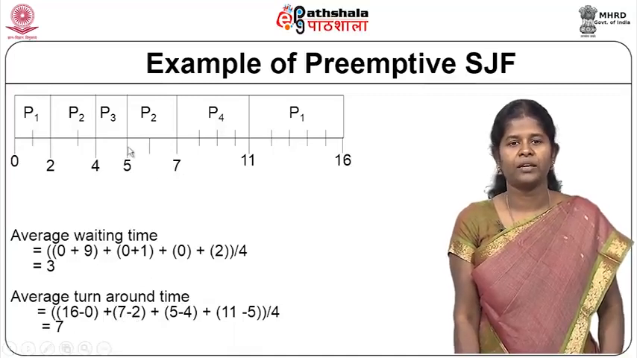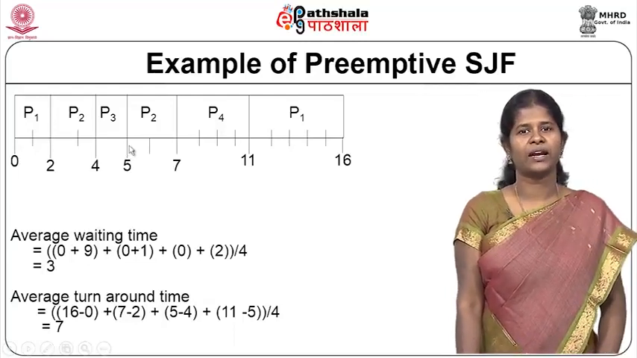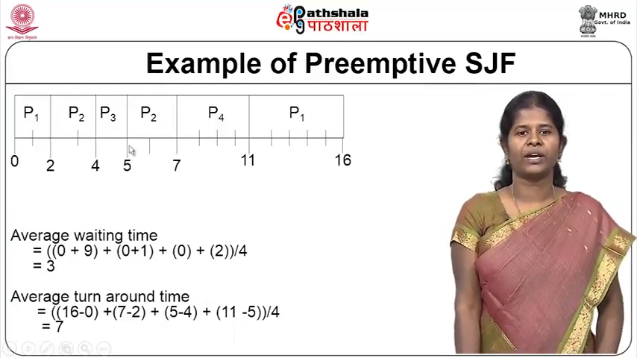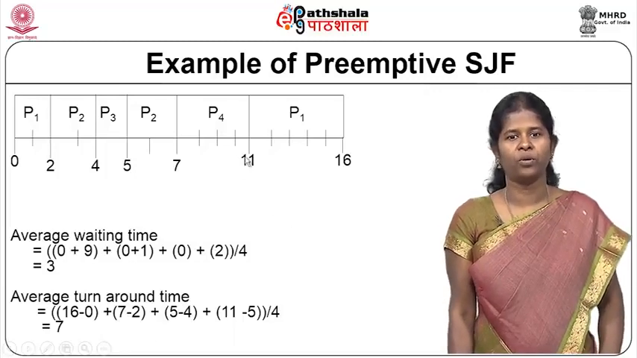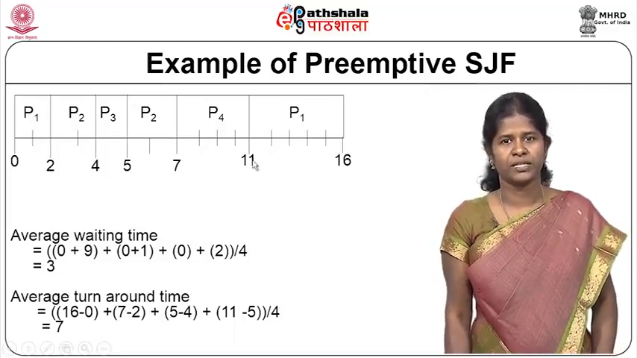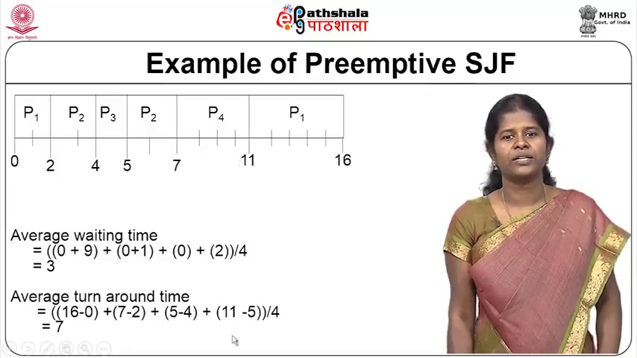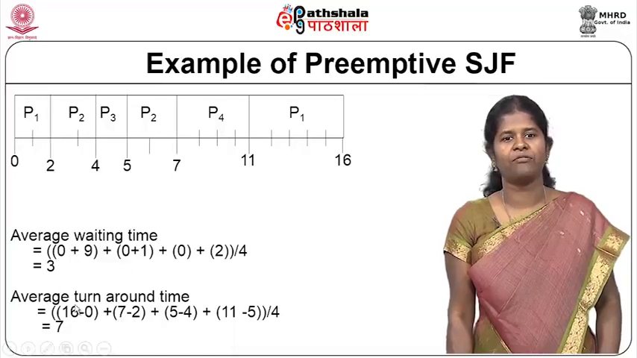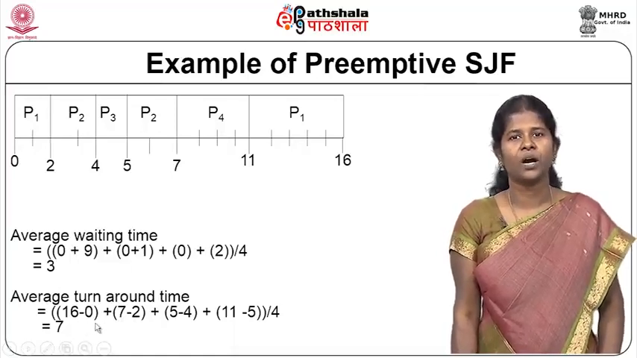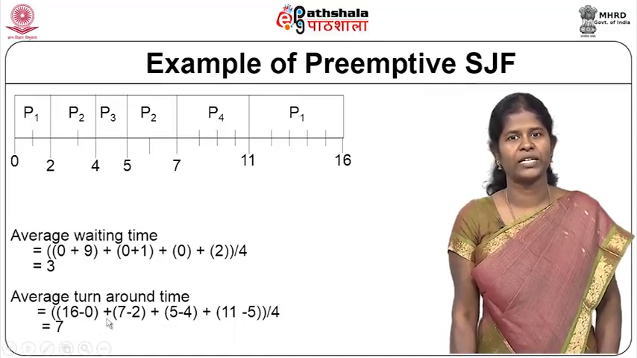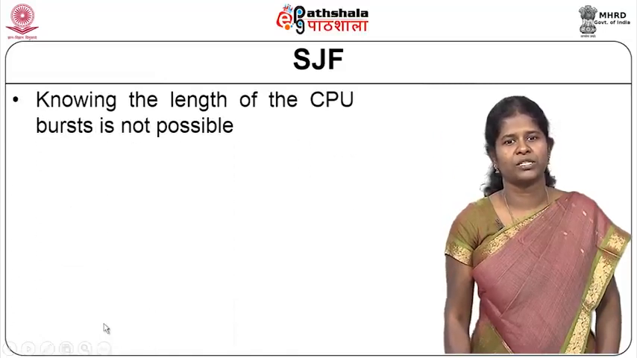For P3, it finishes its work at t equal to 5 and it arrived at t equal to 4, and 5 minus 4 is 1. And for process P4, it finishes the job at t equal to 11 and it arrived at t equal to 5, so it is 11 minus 5. So, you find the average turnaround time is 7. So, this is how you calculate the average waiting time and the average turnaround time for preemptive SJF.